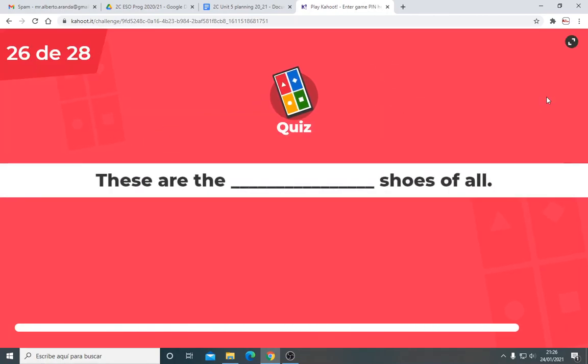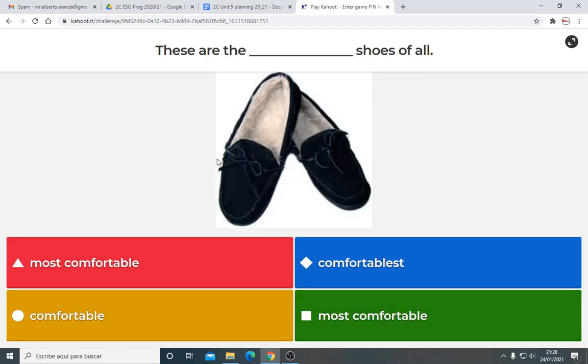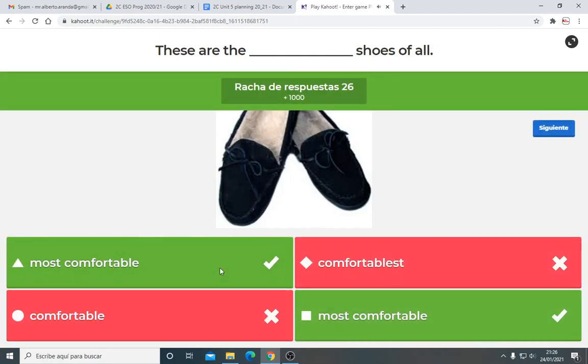These are the superlative. It's called the comfortable, long word. Therefore, long word, more or most. It's a superlative, most. Most. Hey, it says most comfortable choice. What's the trick here? Okay.